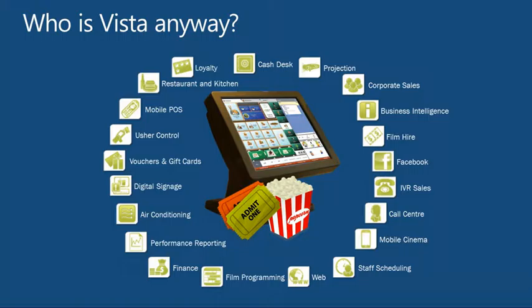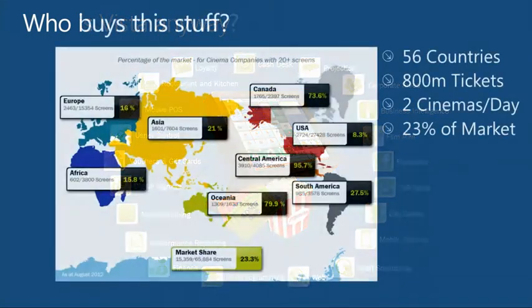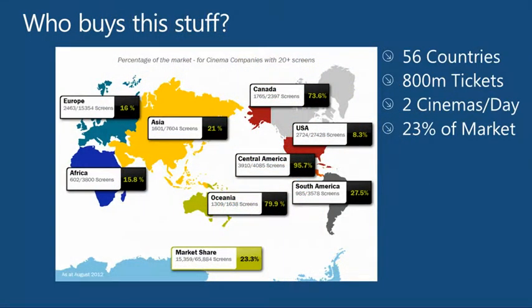We even control the air conditioning in each cinema based on the number of bums on seats. So we do a lot of software, basically. We create an entire ecosystem of software for managing a large cinema circuit. But at the heart of it all is that point of sale. So who buys this stuff?